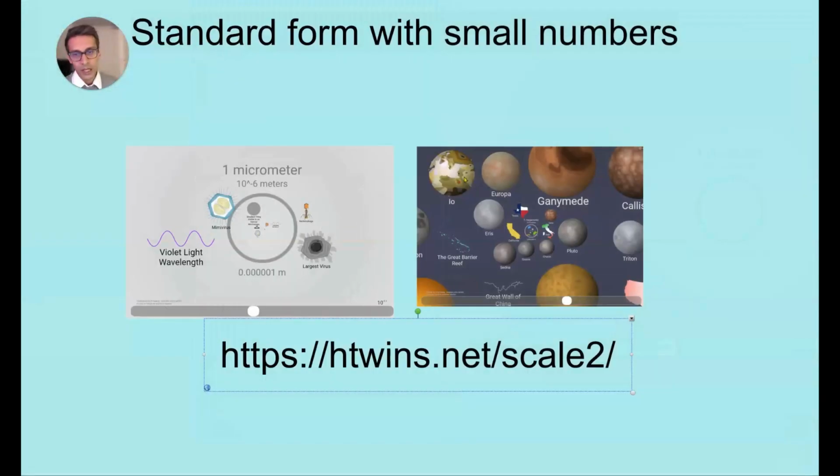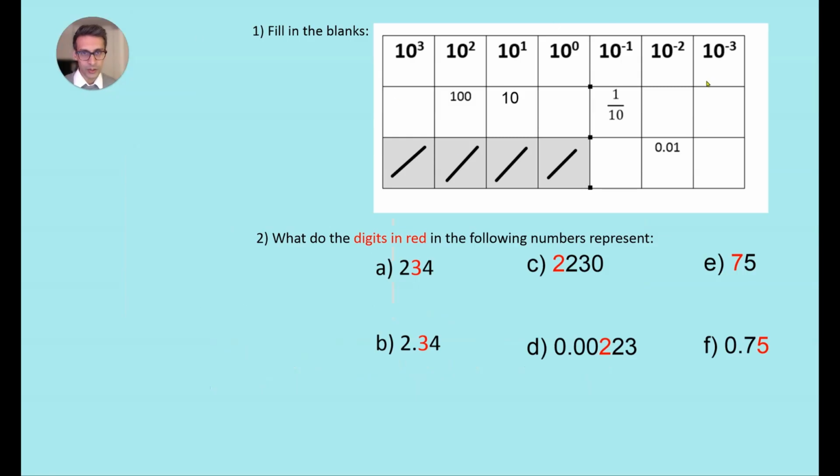So you can have a play with that and just see what you notice and what you might be interested in. Going back to standard form with small numbers, let's look at an important skill before we start, and that skill is recognizing the place value table. You probably recognize this from earlier, either from year 7, maybe from primary. What you want to do here is fill in all of the blanks. So what goes in all of these blanks here?